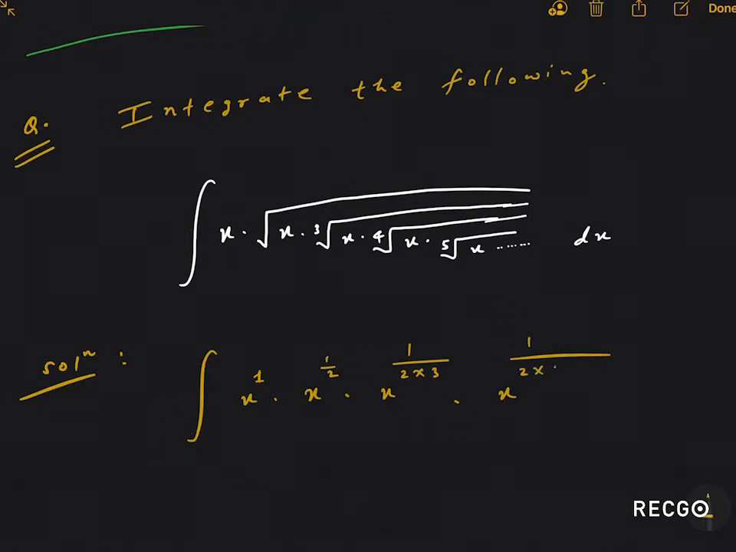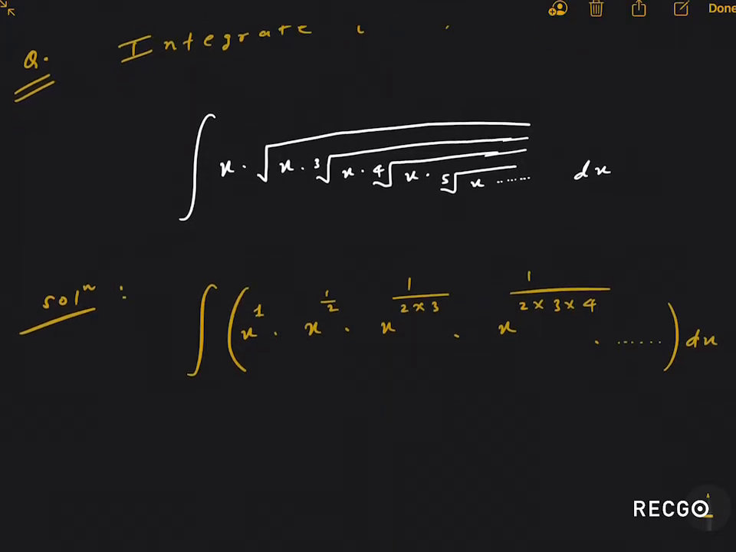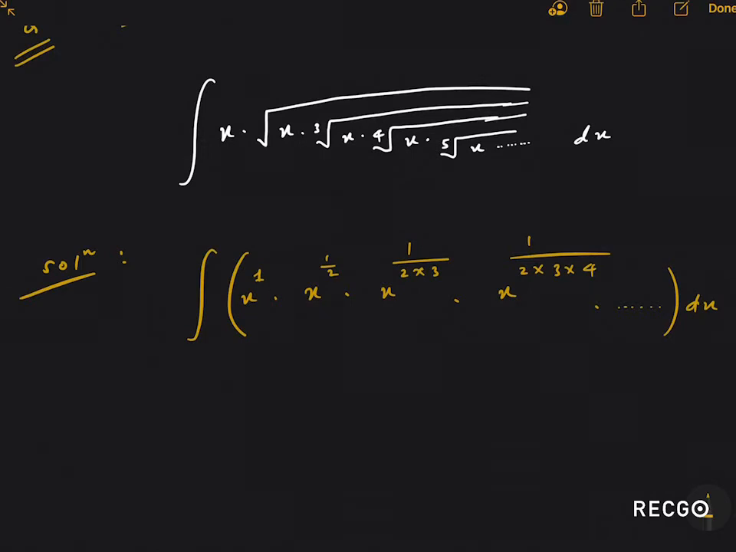So if you see, the power of the outermost x is 1, then the power of the second x, which is inside the square root, is 1 by 2. Then the power of the third x, which is inside the cube root, obviously there are two radicals above the third x, so if I write them in index form, then it will be x to the power 1 by 2 into 3. Similarly, the power of the next x will be x to the power 1 by 2 into 3 into 4, and so on. We have to integrate this term.